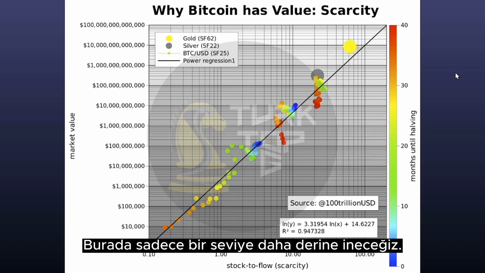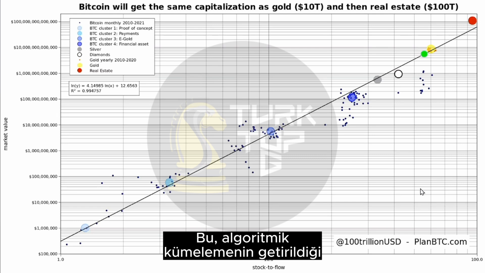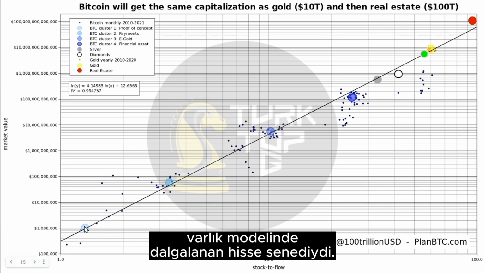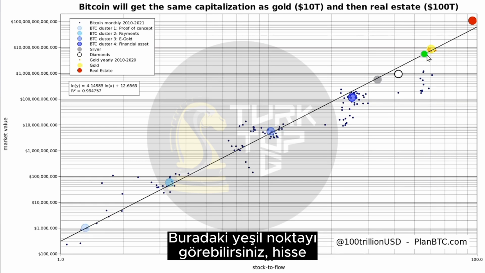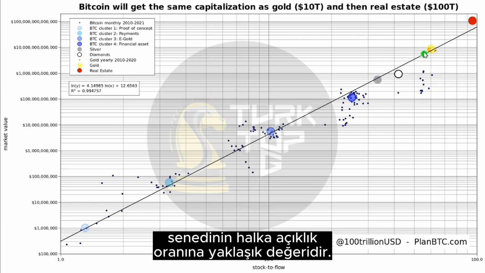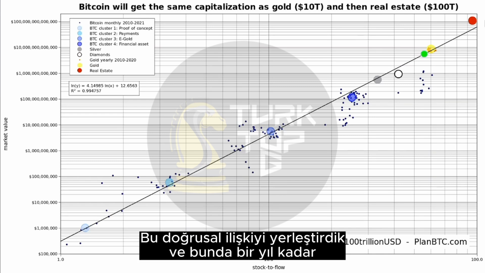We'll go just one level deeper here. And this was the stock to flow cross asset model, where algorithmic clustering was brought in to essentially group the Bitcoin stock to flow ratios in each halving era. And you can see the green dot up here is the approximation of the stock to flow ratio to the market cap value for this era that we're currently in, placed on this linear relationship.